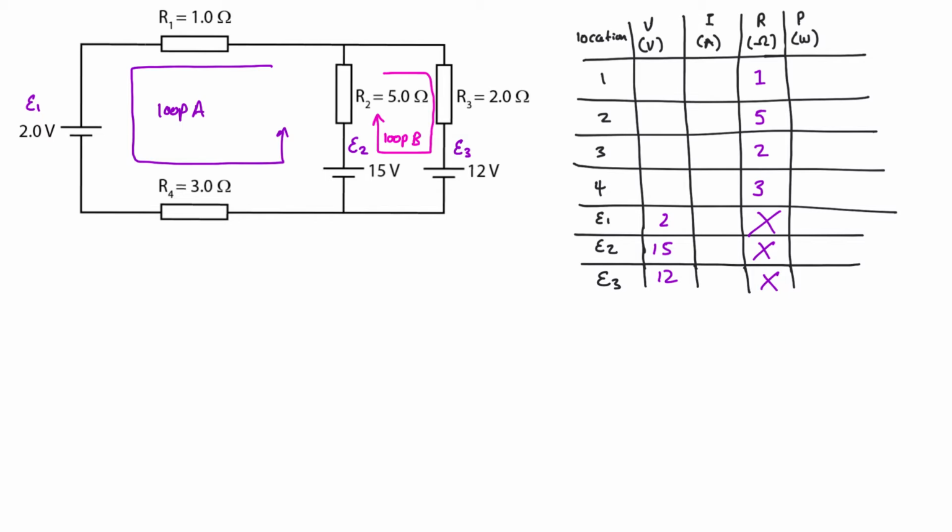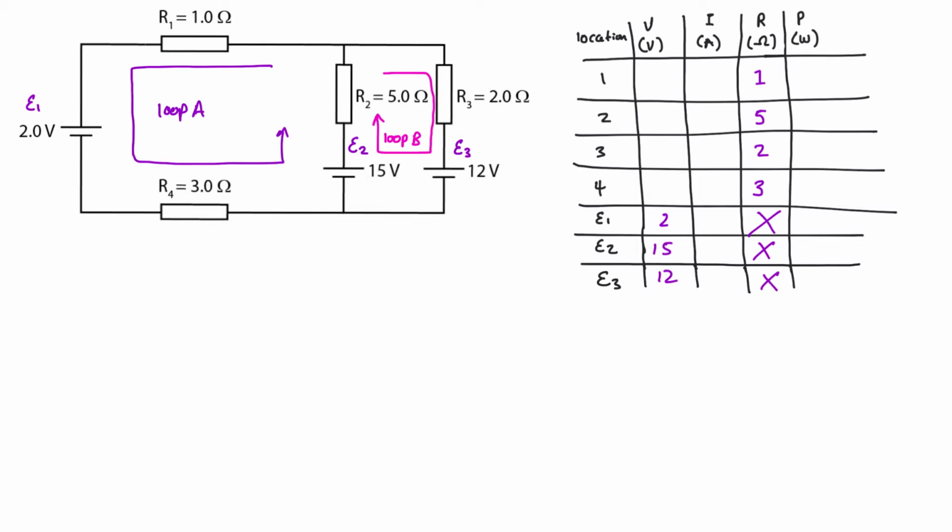You just need to make sure that your loop includes the path of 1 unit of charge. So in this case, in my loop A, the charge is going in this direction, and in loop B, the charge is going in this direction. Now that I have this, I'm also going to include my currents, and I'm going to give them some values.